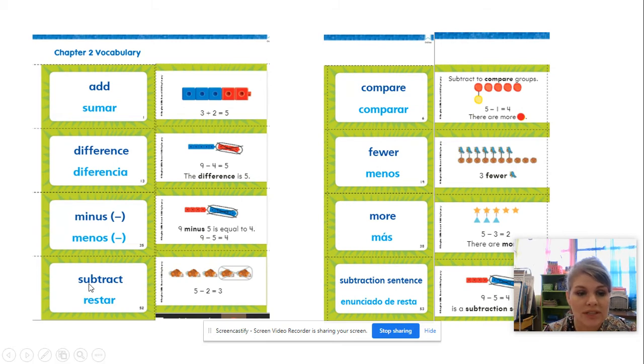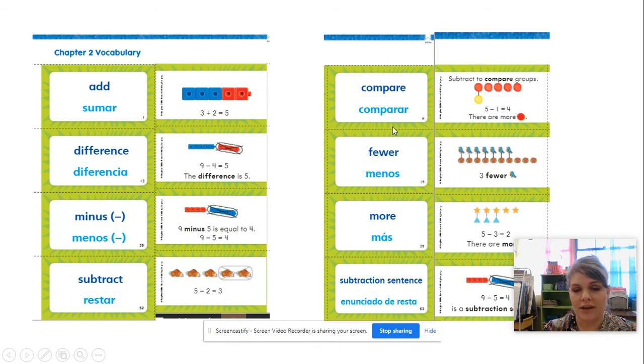Okay, the next word is subtract. We are going to subtract, and you can see that they've given us pictures. They've given us 5 in all, but they've circled the 2 at the end. They've crossed those out and taken them away. That means they have subtracted 2 from the 5, leaving you with 3. So 5 minus 2 equals 3.